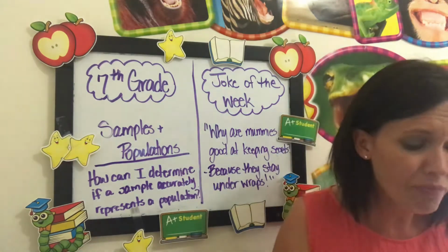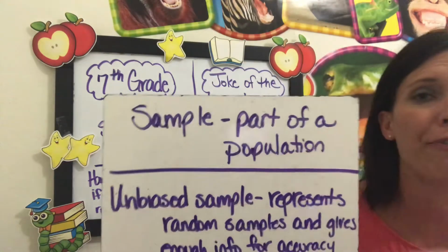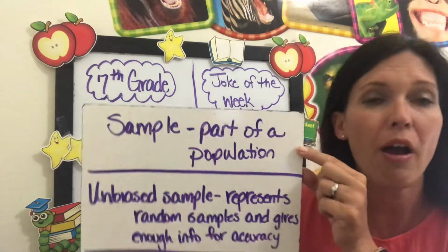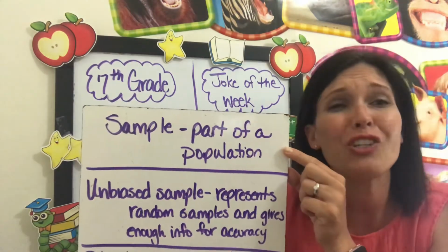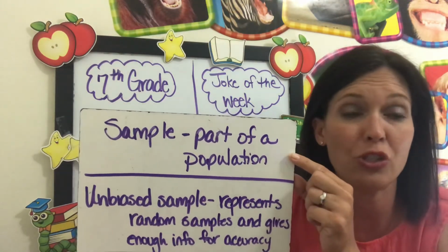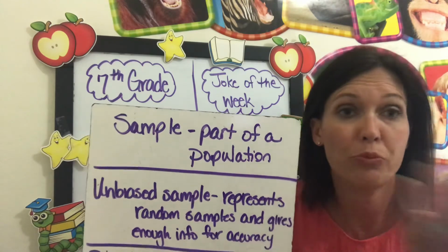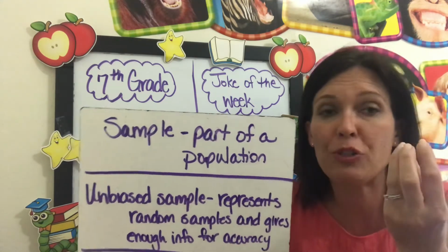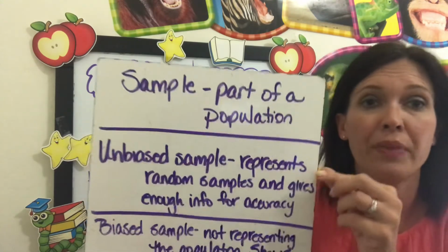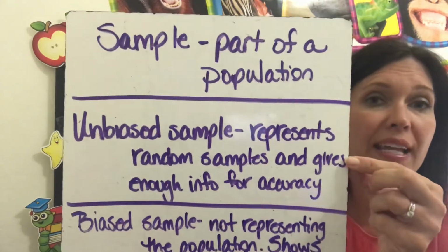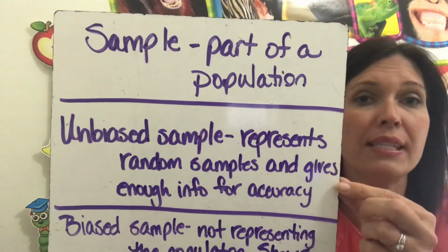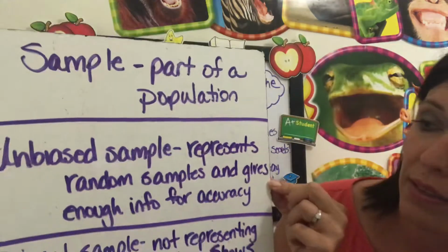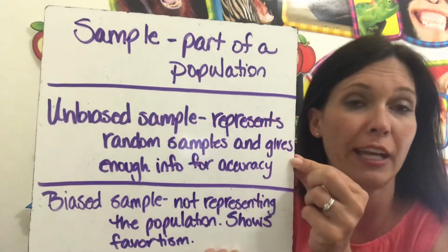So a couple of things that you need to know, and the first thing I want you to know is what a sample is. So a sample is part of the population. There's no way that we could ask every single student what their favorite flavor of ice cream is. We're just not going to get to everyone, okay? So the sample is the group of students that we're going to end up asking. An unbiased sample represents random samples and gives enough info for accuracy.